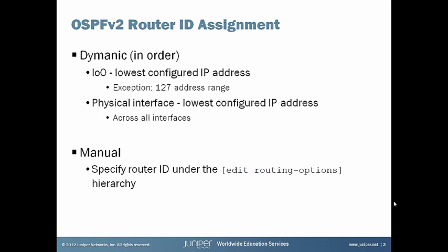If you don't have a loopback address configured, the device will then move on to the physical interface addressing. OSPF will make use of the lowest configured IP address across all interfaces on the device and use that as the router ID for the device. With those dynamic options said, another option is a manual option. You can use the router ID parameter under the edit routing-options hierarchy of the CLI, and manually configure a router ID for the device from there.